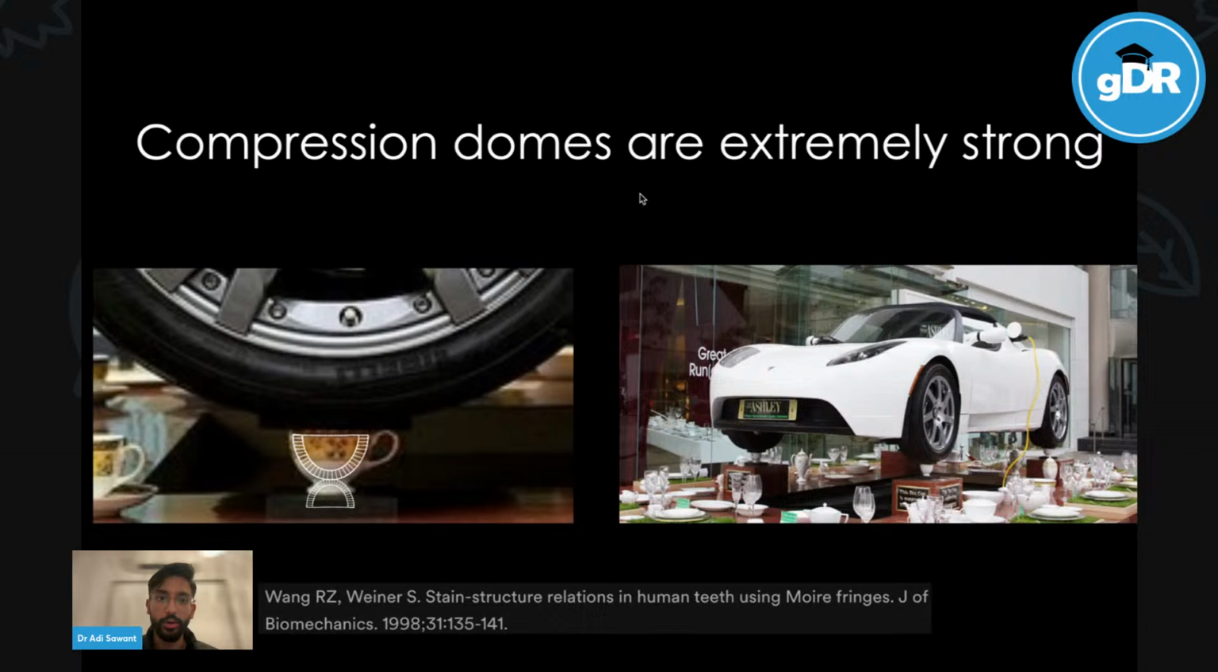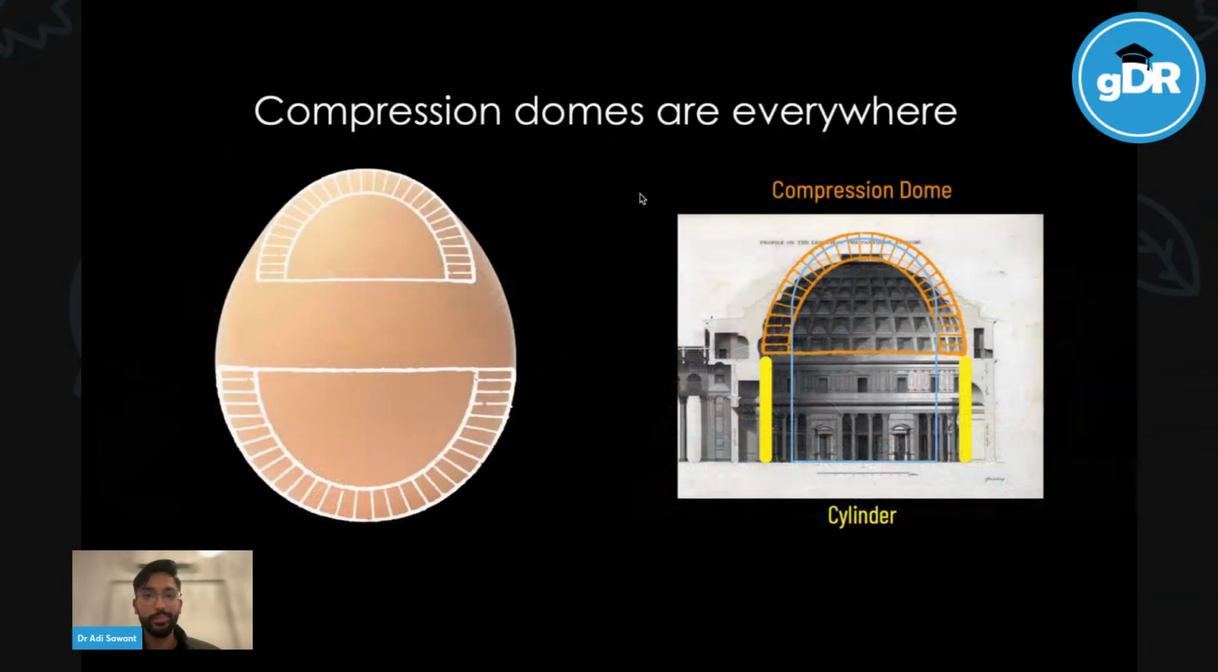And this paper at the bottom, I actually talked to David Alleman about this paper. For some reason, he's obsessed with the surnames of these people, but he'll have a little chuckle every single time. But it's a really good paper about how these forces are dispersed throughout the tooth. And again, more compression domes around. And we've got a compression dome on the right there with a cylinder at the bottom.